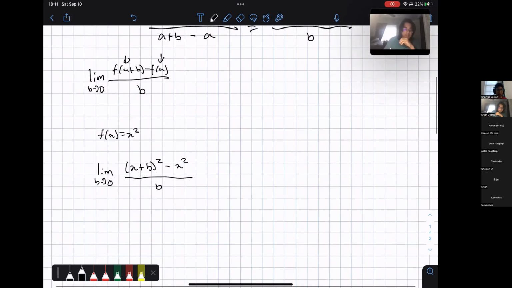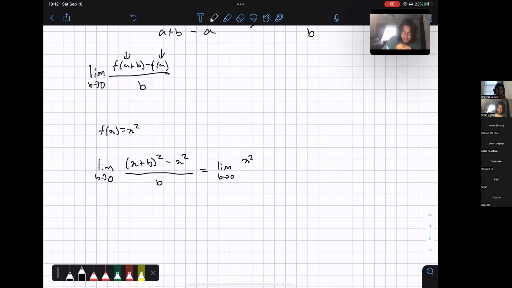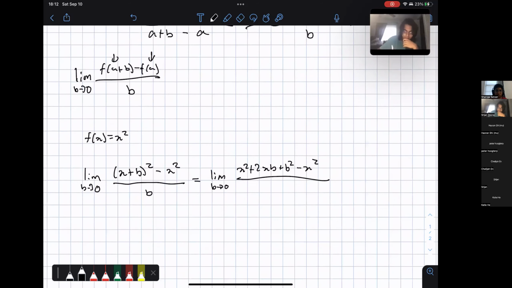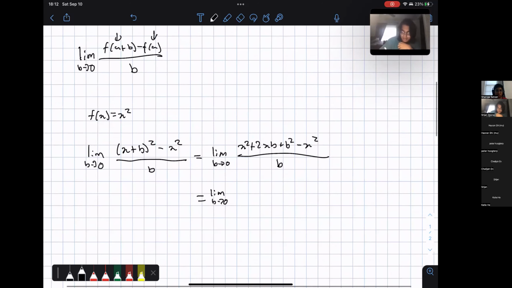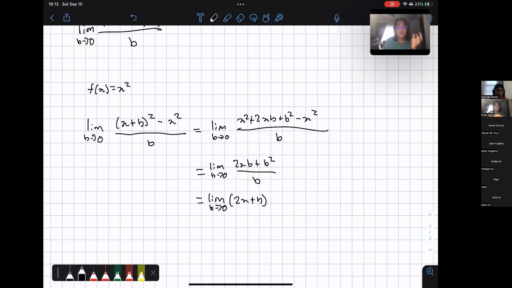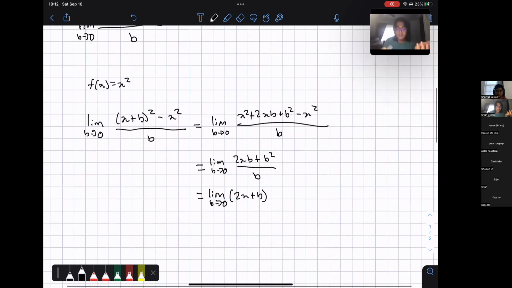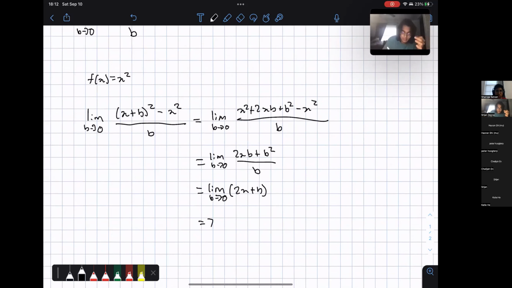When we expand this, we get x squared plus 2xb plus b squared minus x squared, all over b. This is equal to the limit as b approaches 0 of 2xb plus b squared over b, which is the limit as b approaches 0 of 2x plus b. It's not an indeterminate form of anything, so we can just plug in 0 and we'll get 2x.